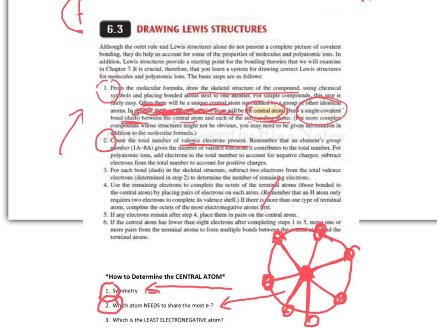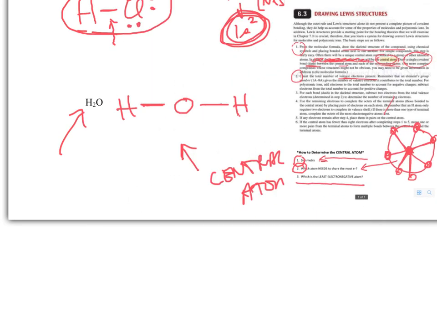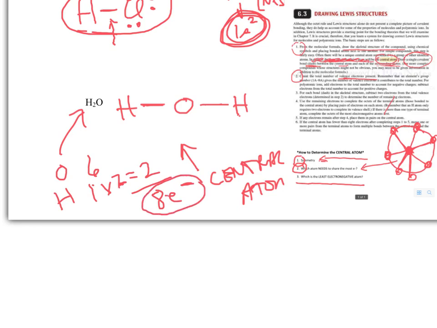Now I'm going to figure out my valence electrons. For an oxygen atom, that's 6, so oxygen has 6. Hydrogen has 1, but there's 2 of those, so that's a total of 2 electrons. That means I have 8 electrons to work with in my structure. You look at the group numbers. Oxygen's in group 6, so that's 6 valence electrons. Hydrogen in group 1 has 1 valence electron, but there's 2 of them, so that's a total of 2. 6 and 2 means I have a total of 8 valence electrons to work with.